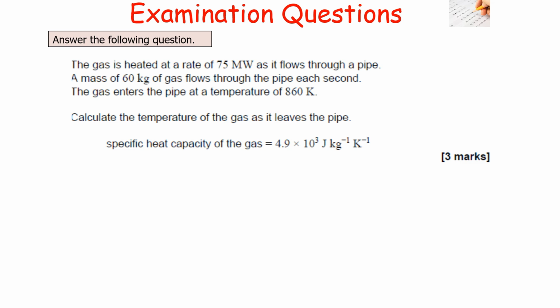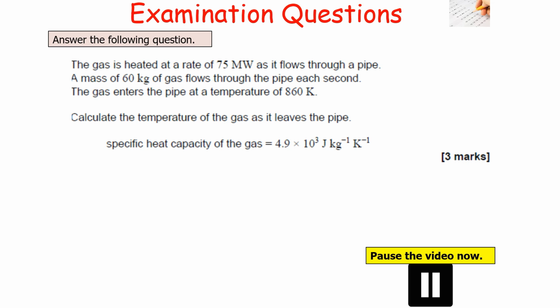Next question. The gas is heated at a rate of 75 megawatts as it flows through a pipe. A mass of 60 kilograms of gas flows through the pipe each second. The gas enters the pipe at a temperature of 860 Kelvin. Calculate the temperature of the gas as it leaves the pipe. So pause the video now, then unpause the video when you want to go through your answer.